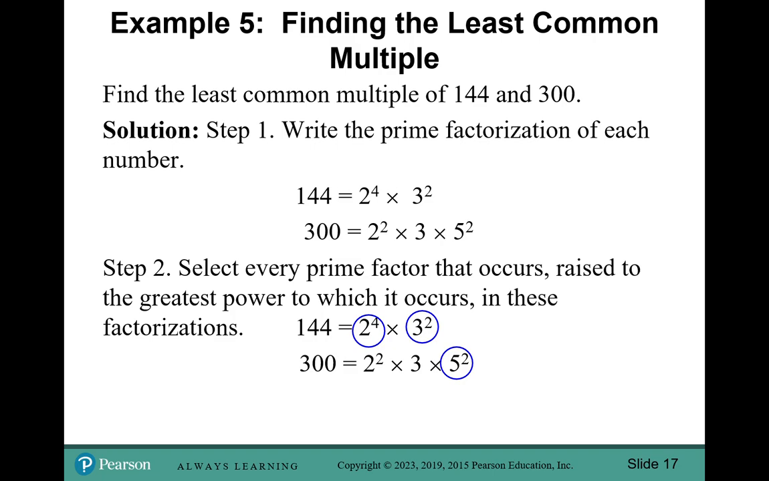Let's find the least common multiple of 144 and 300. Step 1, we need to write the prime factorization of each number. Now, you can do your factor tree and break these down however you would like. If we need extra practice, we can do that. We can come over here. We can say 144 breaks down into 12 times 12. 12 breaks down into 2 times 6. 6 breaks down into 3 and 2. Going to break these down as well.